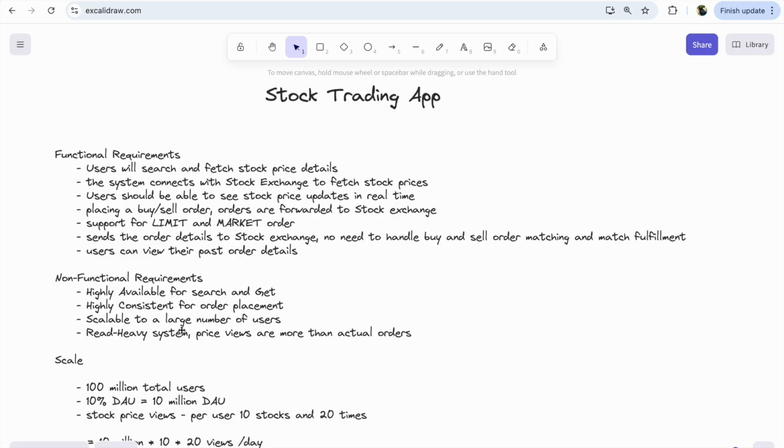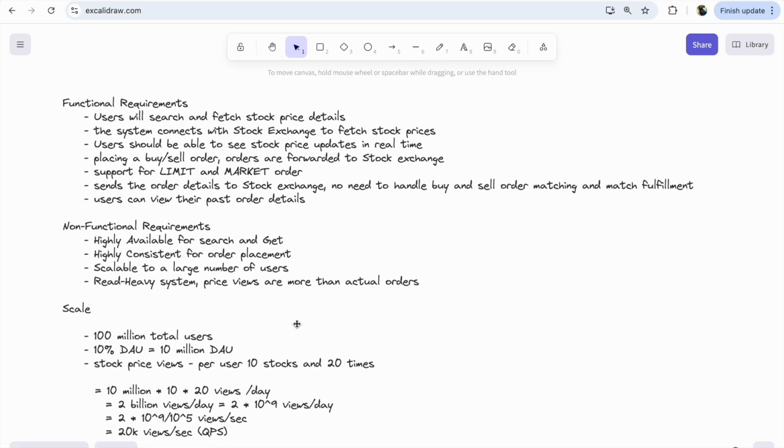Next, scalable to a large number of users. Of course, we will be designing the system in such a way that it can be scaled to a large number of users. Next, read-heavy system. The price views are often more than the actual orders. Users will view the stock prices more, and maybe let's say 5% or 10% will result in actual orders.